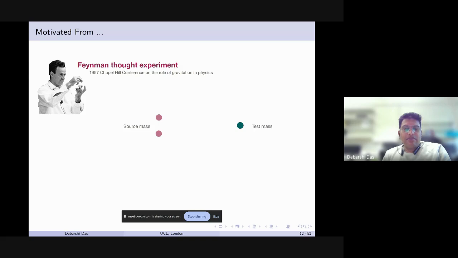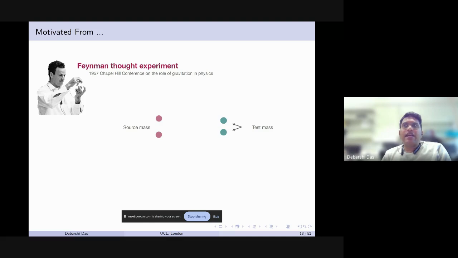Now, if gravity is quantum, then this spatial superposition of the source mass will create a superposition of space-time. That means this position of the source mass will create one type of space-time curvature, and the other position of the source mass will create another type of curvature in the space-time. If gravity is quantum, the different configurations of the space-time curvature will also be in superposition. That means the test mass will move in superposition along this path and this path. So if you observe the test mass to be in a superposition of different paths, then it will indicate that gravity is quantum. This was Feynman's idea.